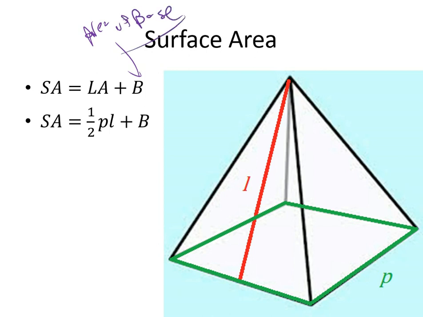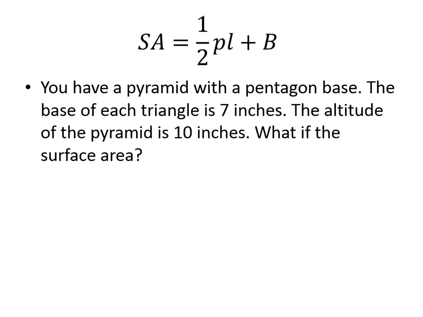Okay, all right, so now let's do a little trickier one here. We've got a pyramid with a pentagon base, so we've got a pentagonal pyramid. Each base of the triangle is 7 inches, which means each side of the pentagon is 7 inches, and the altitude is 10. What is the surface area?